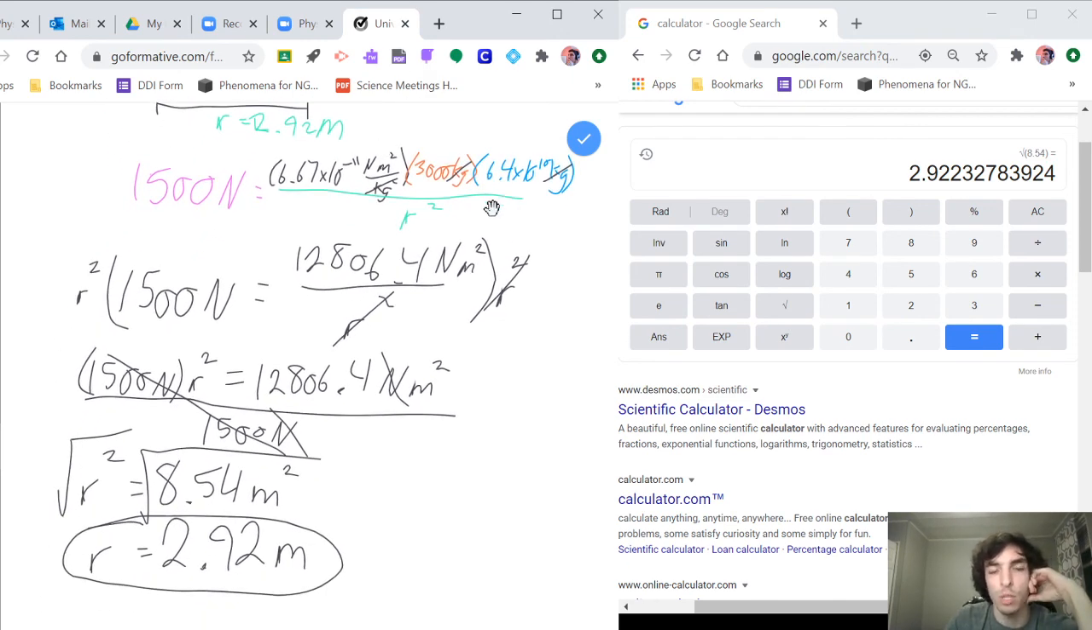But I wanted to make sure that I showed our units here because it's a good habit, especially for anyone who's interested in going into engineering. Dimensional analysis is very important and good for us.